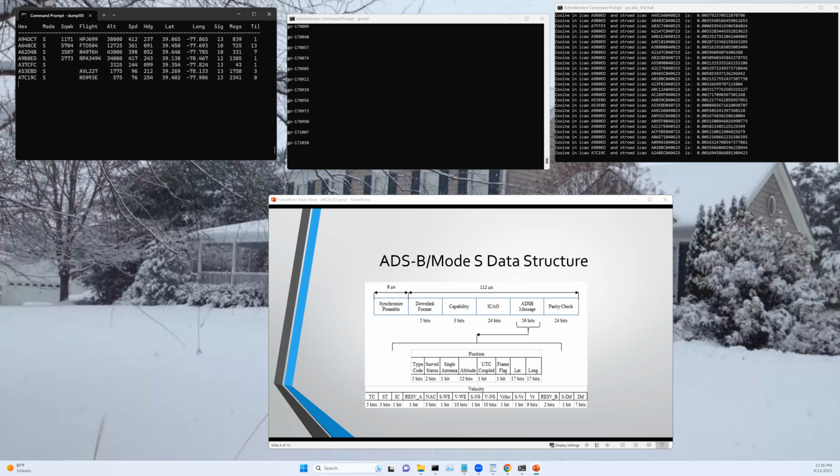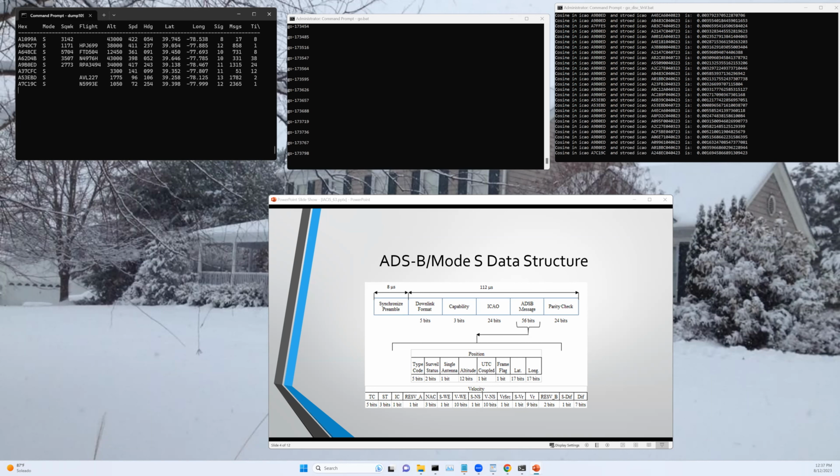The fields in the ADS-B message structure are shown here. You have an 8-microsecond preamble for syncing. The first 5 bits are the format encoding the message itself, and there are several different downlink formats. And 17 is the one that's for ADS-B.